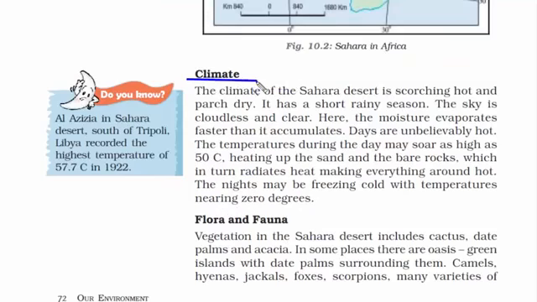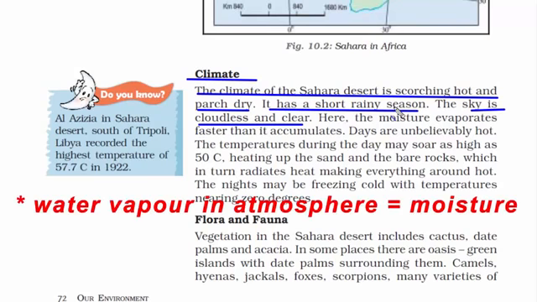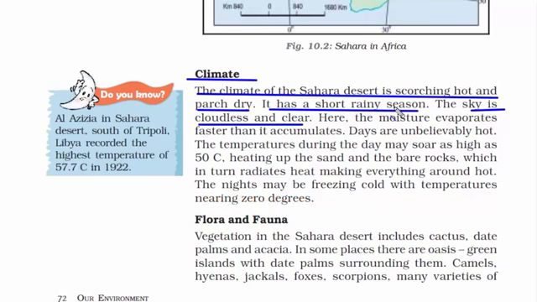Now let's read about the climate. The climate of the Sahara Desert is scorching hot and parched dry. Lying in the tropical region close to the equator, and being a desert, it has to be hot. And then it has a short rainy season. And we also know that in deserts the rainfall is scanty. And the sky is cloudless and clear. Since it's a hot and dry desert, its atmosphere will not have much water vapor, and with no water vapor you'll not have clouds. You'll have a clear sky. And that's why the moisture evaporates faster than it accumulates.